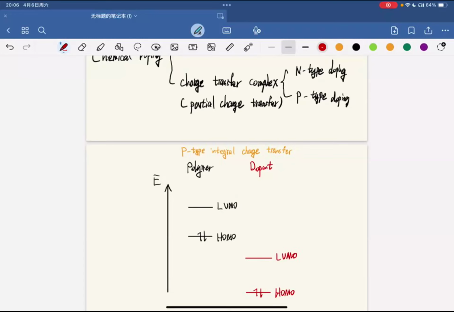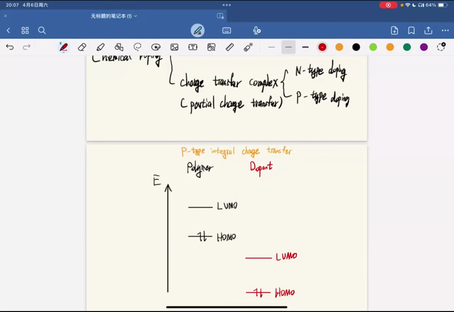Here, I draw the polymer orbitals in black and the dopant orbitals in red. On the left side, the axis means the energy level, increasing from the bottom to the top. The LUMO means the lowest unoccupied molecular orbital, and the HOMO means the highest occupied molecular orbital. And it has the electrons here.